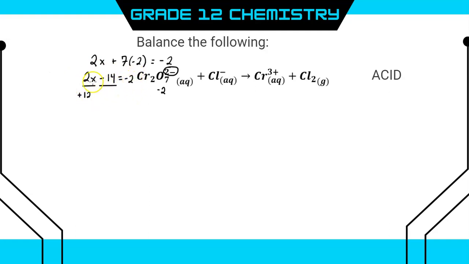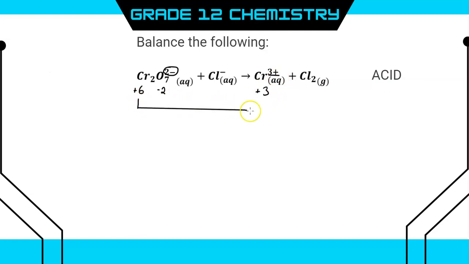Therefore, each chromium atom will have a charge of +6, because we have 2 of them, which gives us a total of +12. All right, so we can see that the chromiums here each have a charge of +6, but after the reaction is complete, they only have a charge of +3. So what happened? We have a transfer of electrons, but specifically with chromium, did we lose or gain electrons?